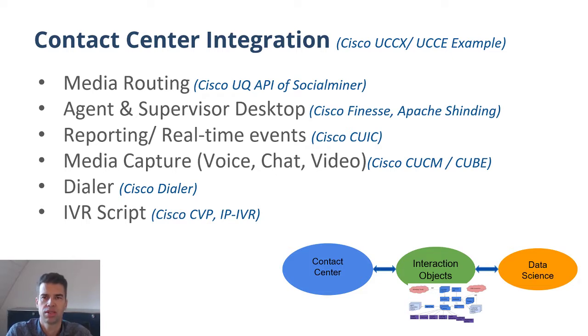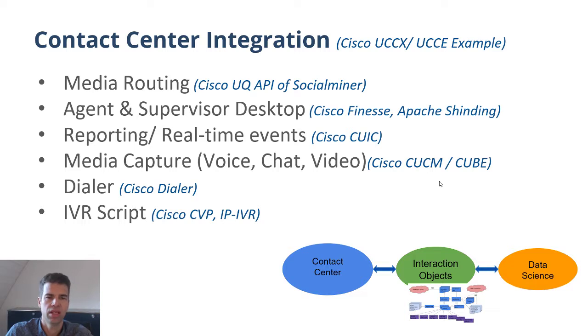And here is an example of how we do this with Cisco Unified Contact Center Express or Enterprise. So we are using the media routing API that is provided, the Cisco Unified Queue API of Social Miner for UCCE. And we use CTI events to detect presence status from Finesse in a UCCX environment to do media routing. We use Cisco Finesse with Apache Shindig for the supervisor or the agent desktop. Then information that we extracted from those events is converted into a SQL format and then extracted into Cisco CUIC.